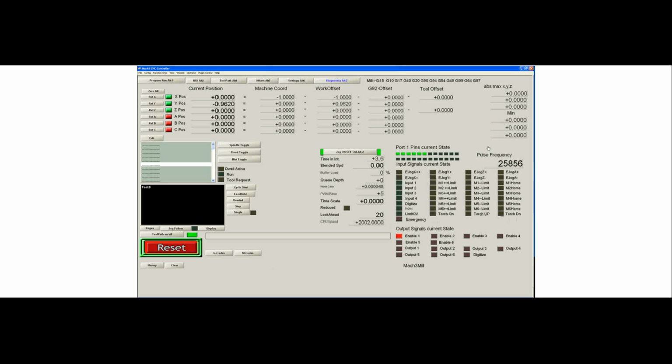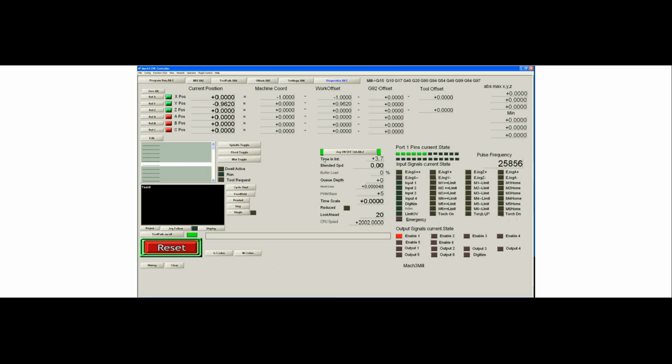Second thing is your pulse frequency here. You notice my pulse frequency is 25,856. That's typical for my system, and it can vary. Some people will have 24,111, other people will have 28,600. But it should be fairly stable. As you can see, mine is not moving at all. It is locked constantly on 25,856. It's a very stable system.